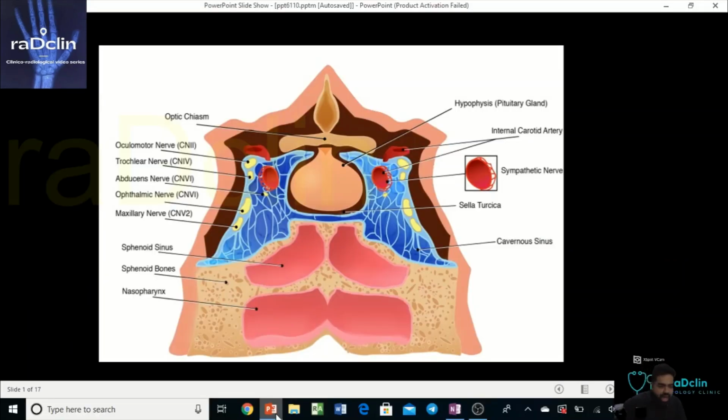Now, this is a diagram of the sellar region in which you can see the pituitary gland. It is connected by a stalk. It's surrounded by the cavernous sinus, which has nerves and vessels, the internal carotid artery. Below this is the sphenoid sinus. Also, it is enclosed and surrounded by the meninges.